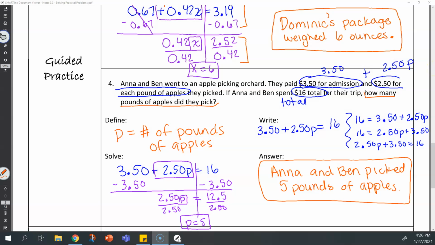All right, when we solve our equation, we need to get rid of the 3.50 first because I want 2.50p to be alone. So I subtract that away. Then I'm going to get rid of 2.50 by dividing, and I should end up with p equals 5. Remember that then I need to put my answer in context. The question was, how many pounds of apples did they pick? So the answer is 5 pounds of apples.